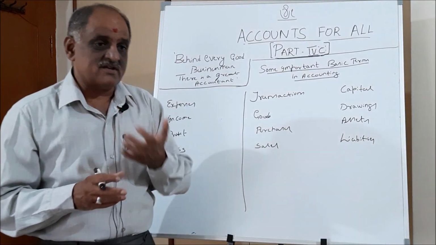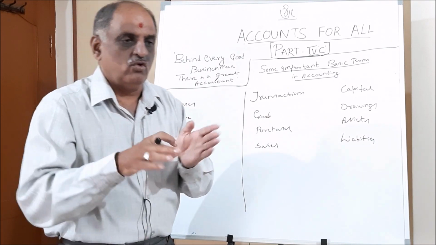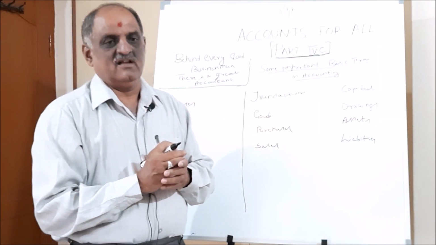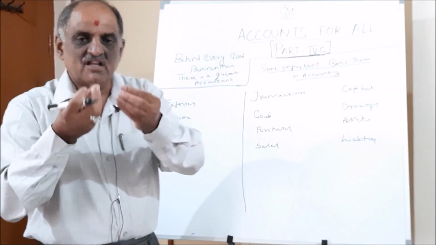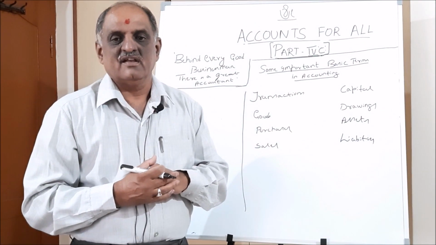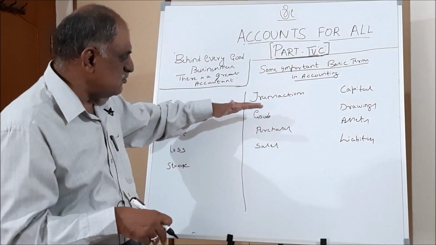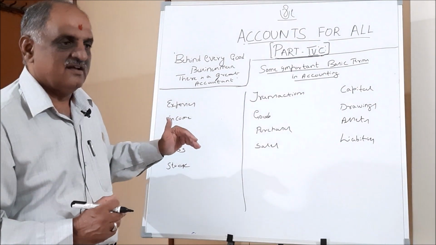Likewise, what happens when you sell your goods to somebody through an agent? That agent will get some commission, right? When he gets that commission, the commission that he has earned becomes income. In a similar fashion, the transactions are goods, purchases, sales, expenses, income.